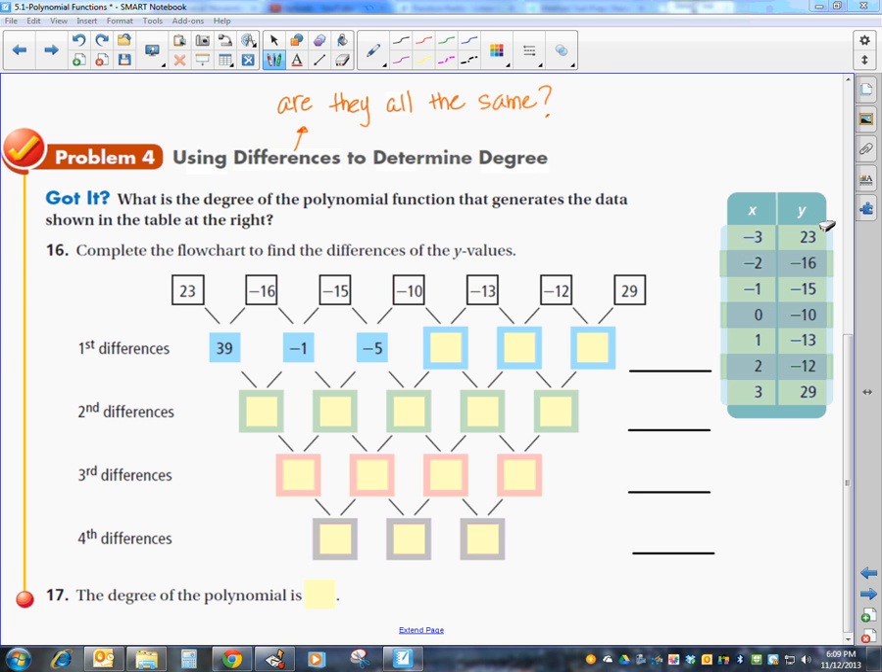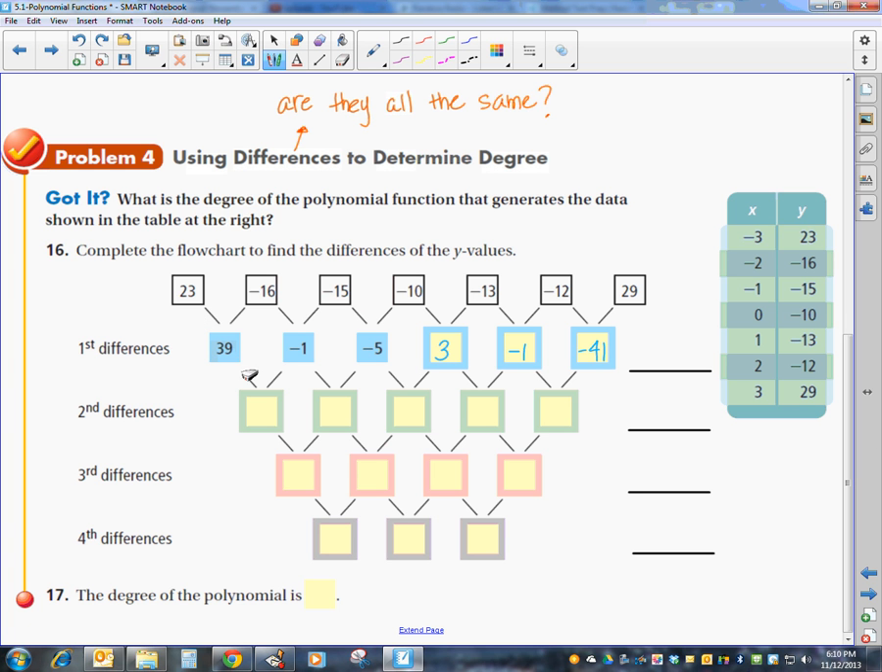So you take the y values on your chart. We've listed them horizontally, but you can keep it vertically and go out to the side if you want to. And we are subtracting the numbers. 23 minus negative 16. Negative 16 minus a negative 15. Negative 15 minus a negative 10 is negative 5. Negative 10 minus a negative 13 is 3. Negative 13 minus a negative 12 is negative 1. Negative 12 minus 29 is negative 41. So they're not all the same. These are called our first differences. So we're going to go down to the second differences.